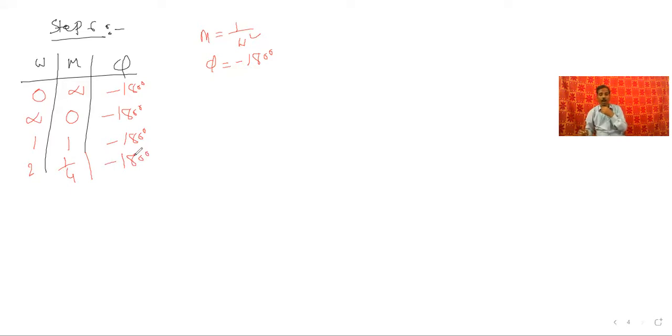So draw polar plot and Nyquist plot. Draw first polar plot.